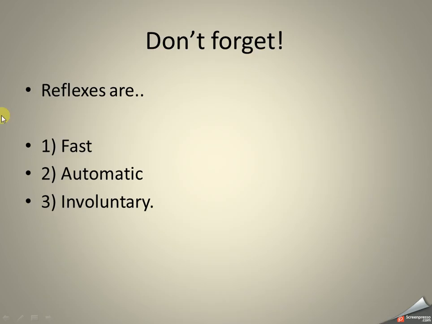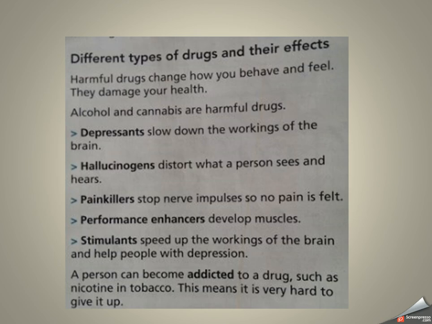So don't forget, reflexes are fast. They happen so quickly because you don't want them to be slow. In that case, it could harm you. They're automatic, there's nothing you think about. They're automatic, and they are involuntary, which means you cannot do anything about them, because they avoid the brain completely, and that way they can keep you out of danger. Touch something hot, pull your hand away. It's fast, it's involuntary, it's automatic. So that is reflexes.